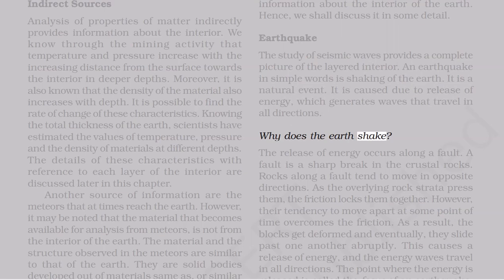Why does the Earth shake? The release of energy occurs along a fault. A fault is a sharp break in the crustal rocks. Rocks along a fault tend to move in opposite directions. As the overlying rock strata press them, the friction locks them together. However, their tendency to move apart at some point of time overcomes the friction. As a result, the blocks get deformed and eventually, they slide past one another abruptly. This causes a release of energy, and the energy waves travel in all directions.